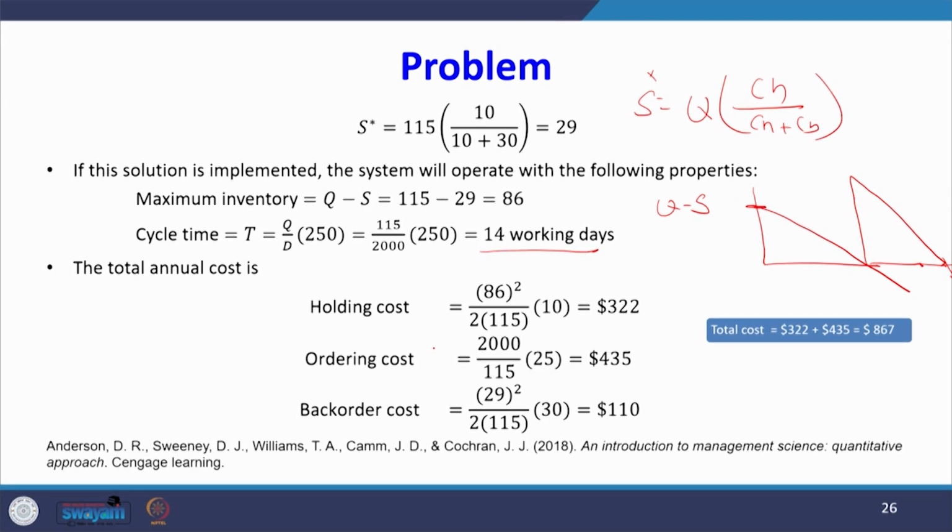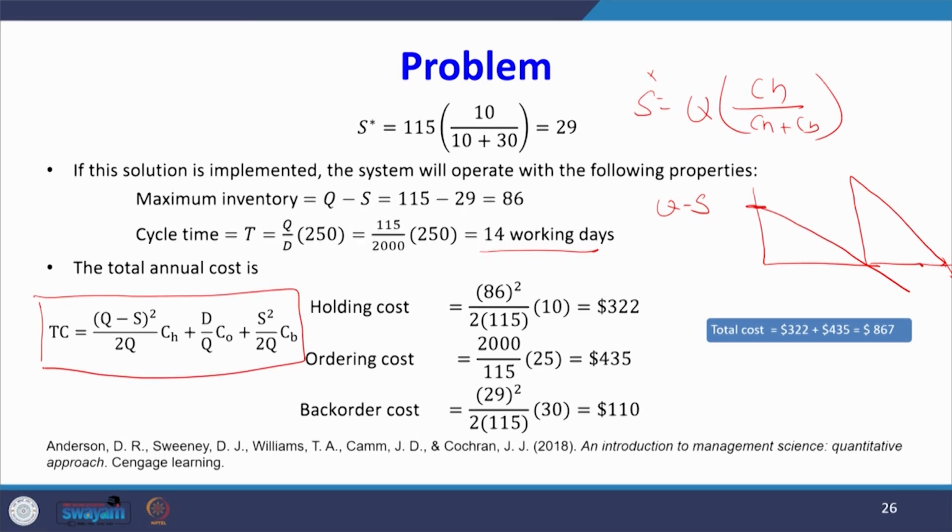So, from this expression, we can find the annual holding cost. We got the expression for the total cost. What are the elements of total cost? Holding cost, ordering cost and back order cost. Individually we will find out the total cost. Holding cost is (Q minus S), just now we got this 86, divided by 2Q. What is the Q? 115 multiplied by holding cost, $10, so 322.